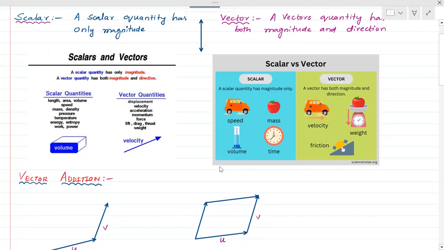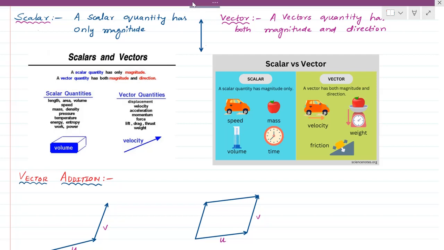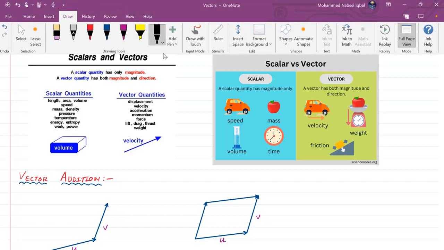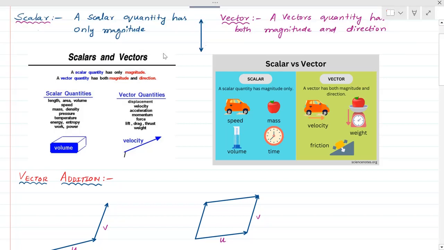Now we will look at the vector notation. This is the vector you have. This is the initial point, the tail of the vector, and this is the head of the vector, which is the terminal point. And this is the magnitude of the vector, the length, which is always positive. And this one indicates the direction.